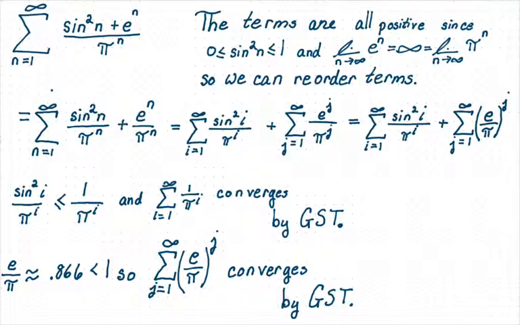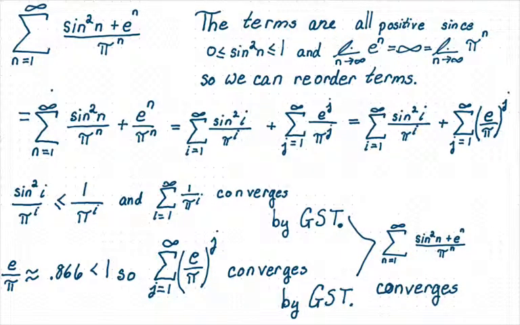And since each of these infinite sums converges separately, and since I'm allowed to reorder terms, that means that the entire sum converges. And so I'm done. I have convergence now.